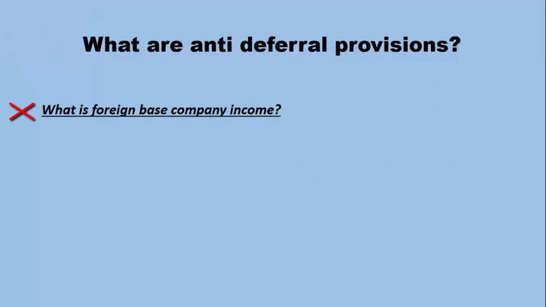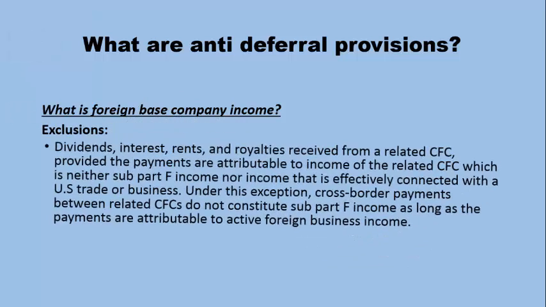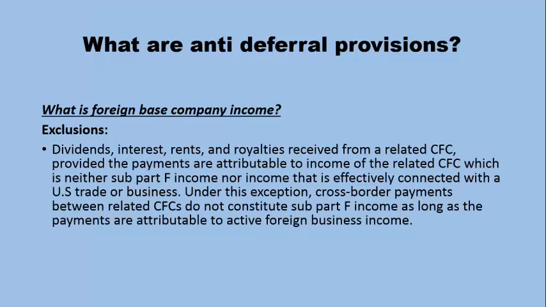We are still doing exclusions. Another thing that you can exclude is dividends, interest, rents, and royalties received from a related CFC, provided the payments are attributable to income of the related CFC which is neither Subpart F income nor income that is effectively connected with a U.S. trade or business.